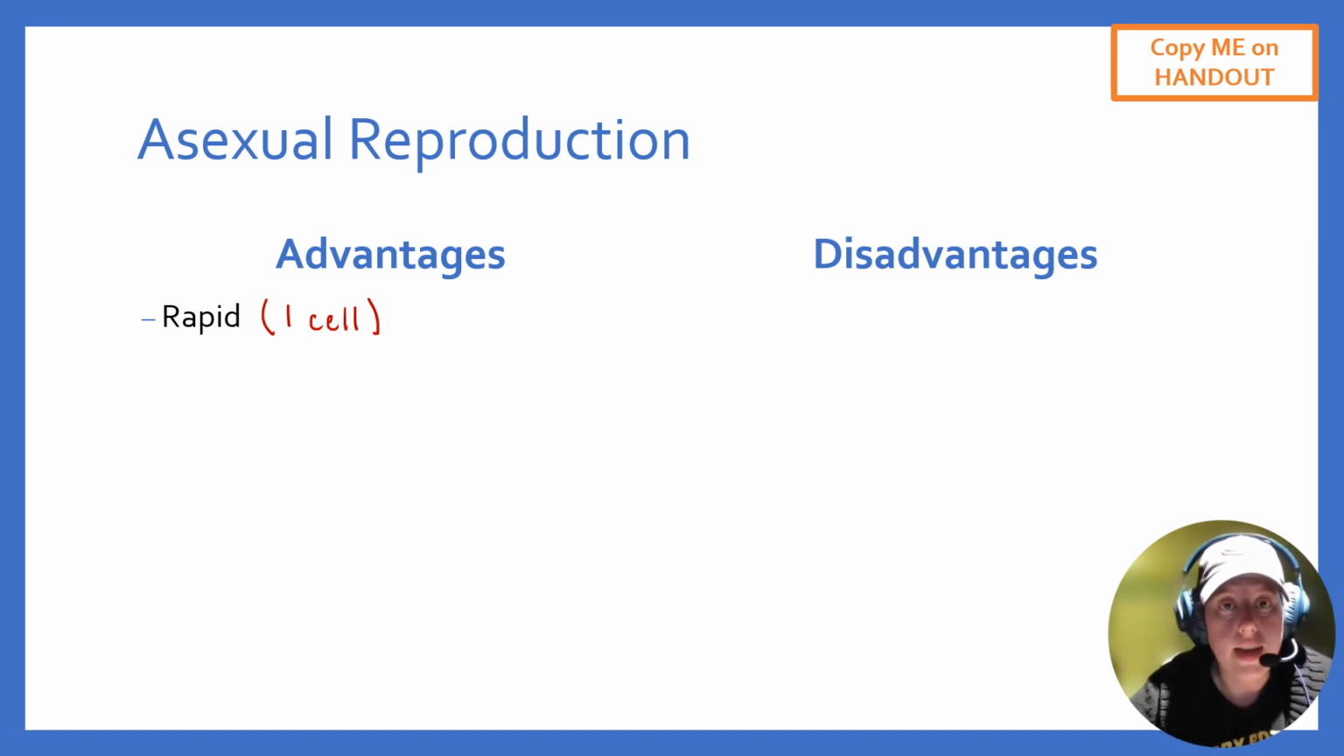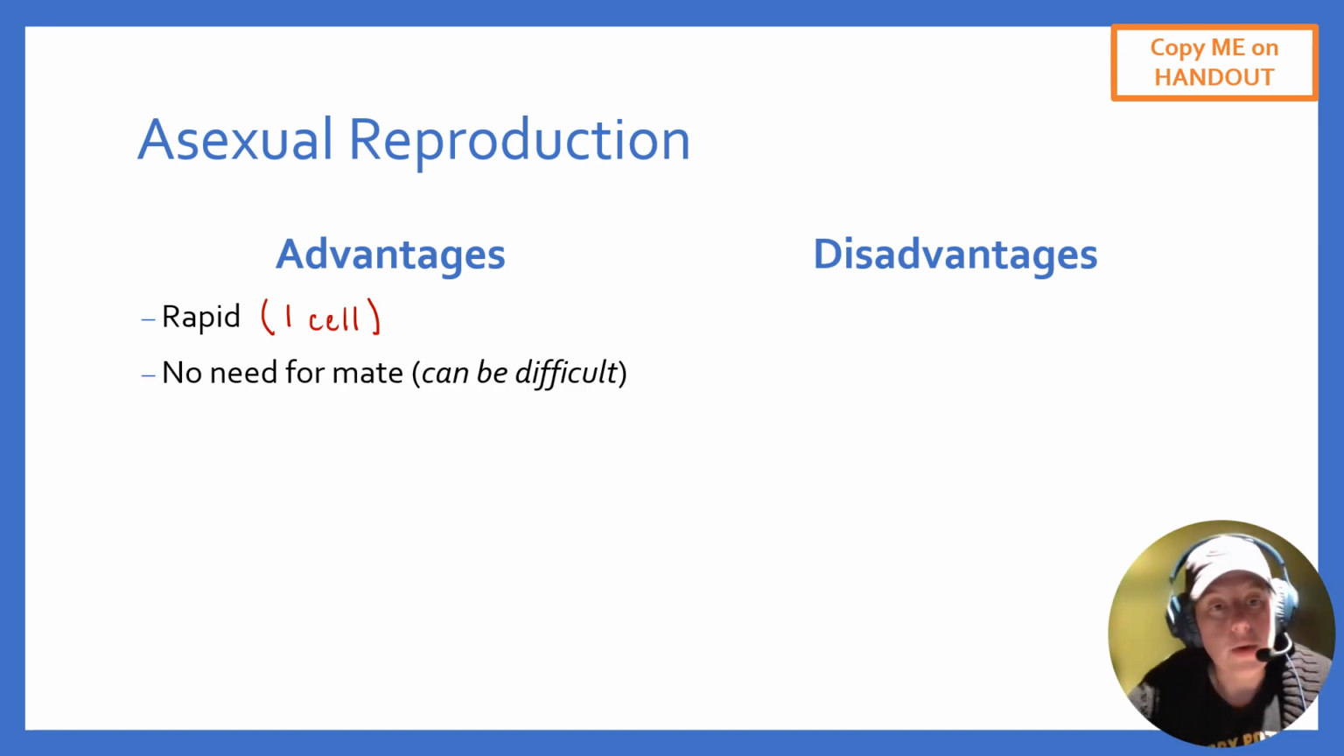Also, because asexual reproduction only requires one individual, you don't have to find a mate. Now, in certain populations, this might actually be more difficult. Especially when you have at-risk animal species populations, where you have a high majority of one sex over the other, well, if everything is just one sex, then you cannot reproduce. So you can have things like that where finding a mate does become difficult.